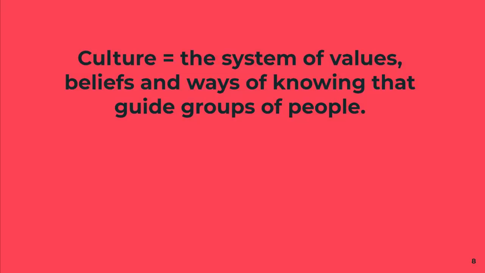Broadly put, culture is a system of values, beliefs, and ways of knowing that guides the decisions of groups of people and communities. Culture intersects with social categories such as race, gender, SES, and many more. In terms of education, culture is reflected in who attends school and who does not, in the curriculum, in who the teachers are, and in how school is funded. So who decides these things?